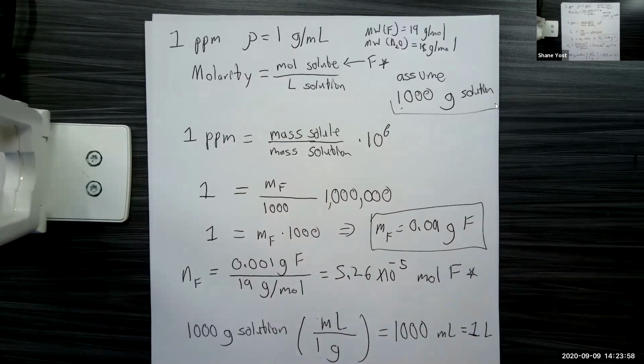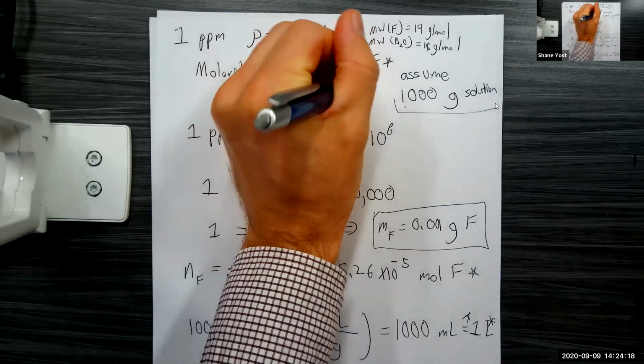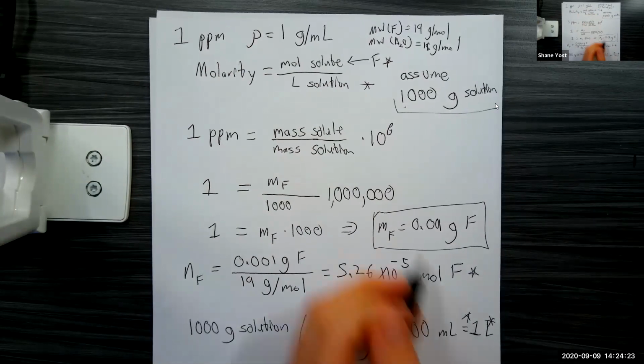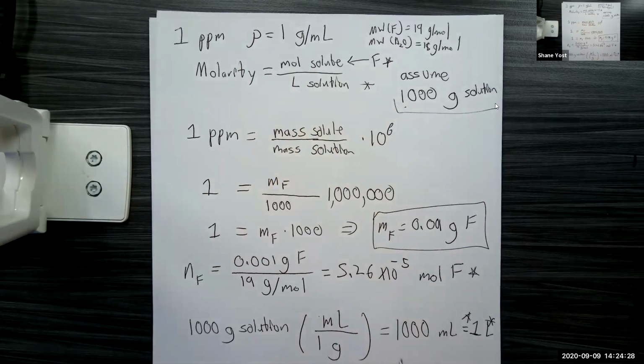If I picked 100 grams of solution, it would be 0.1 liter, and in the end I'd get the exact same answer. It just makes the numbers come out a little bit easier. So that is the volume of my solution. I use the 1 liter as the liters of solution in the denominator, and my moles of fluorine as the moles of solute in the numerator.